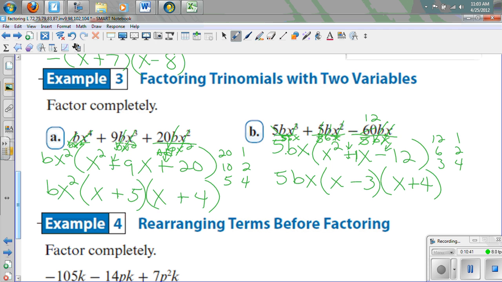And again, you can check that. X times x is x squared. And then x times 4 is plus 4x. Negative 3 times x is negative 3x. And then negative 3 times positive 4 is negative 12. And the negative 3 and positive 4x in the middle give you positive 1.